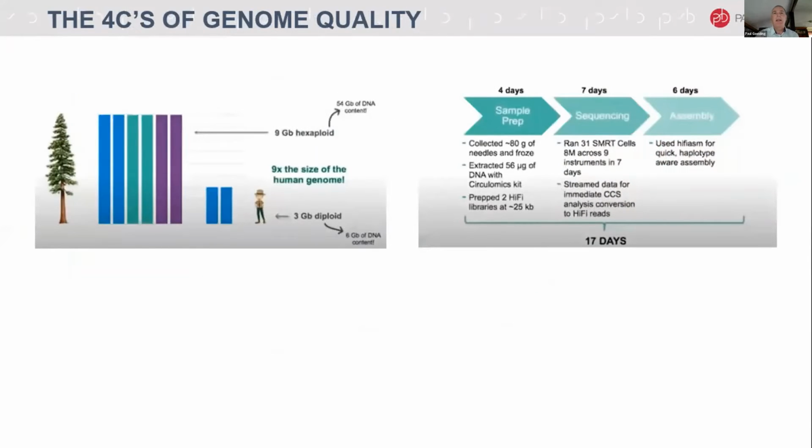So in a little more detail, you can see compared to human, the size of the sequoia genome. It's 9 times the size of the human genome, effectively, with 3 gig diploid, so 6 gig of DNA for us. But in the Sequoia project that PacBio ran, they were able to collect samples from their favorite tree and do the extraction. They extracted using the Circulomics kit.